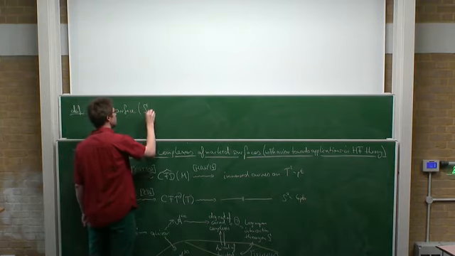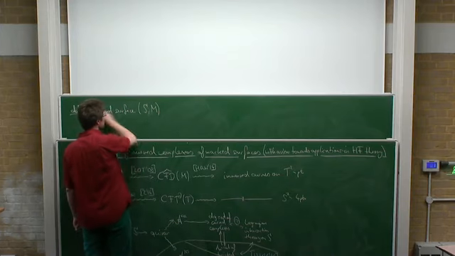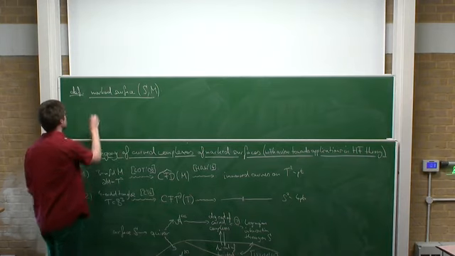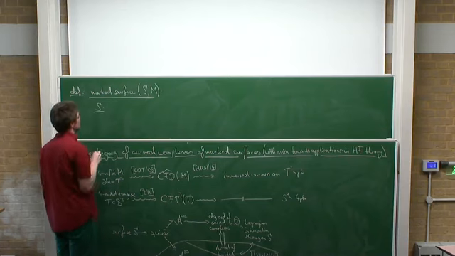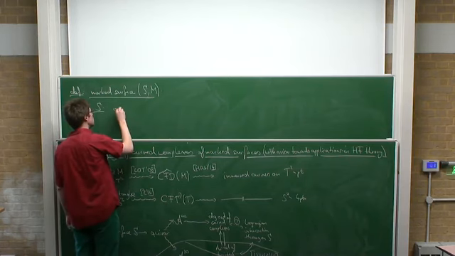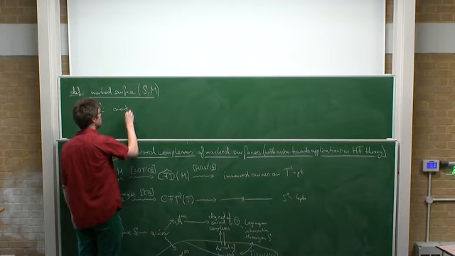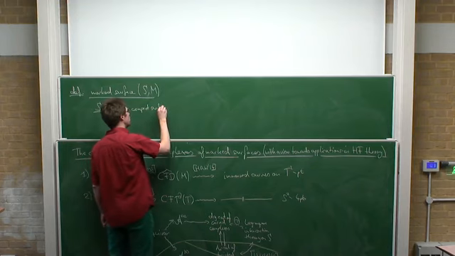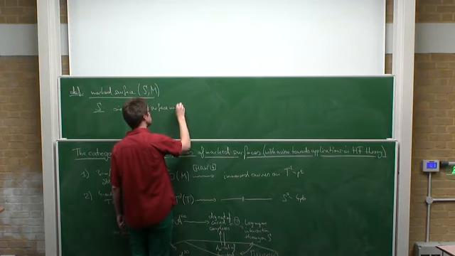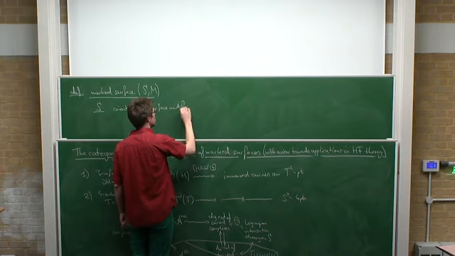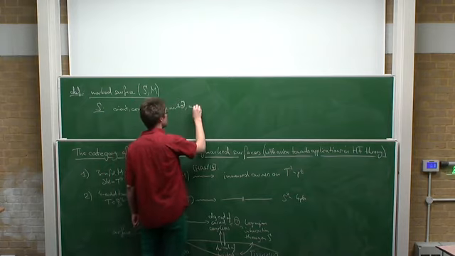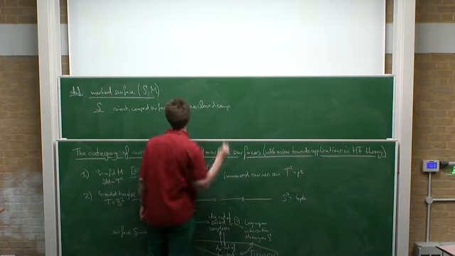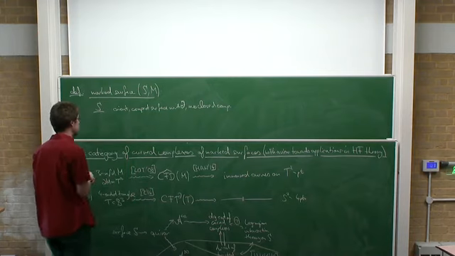Marked surfaces are pairs (S, M), where S is an oriented compact surface with boundary and no closed components. Okay, and M.